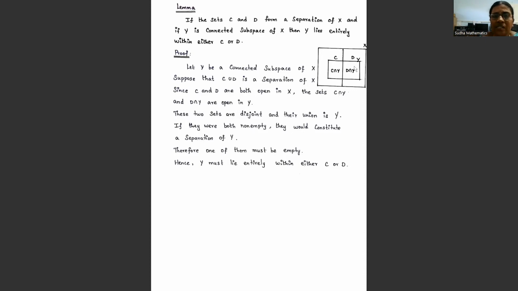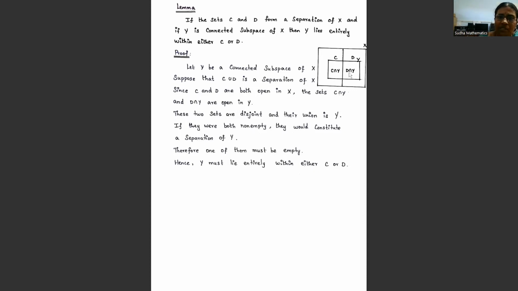Since C and D are both open in X, being part of a separation, the sets C intersection Y and D intersection Y are open in Y by the definition of subspace topology, since Y is a subspace of X. Now, of course, you can observe from the diagram, C intersection Y and D intersection Y are both disjoint and their union is the subspace Y. If both were non-empty, they are already open, disjoint, and their union is Y, so by definition they would constitute a separation of Y. But this cannot happen because Y is a connected subspace.